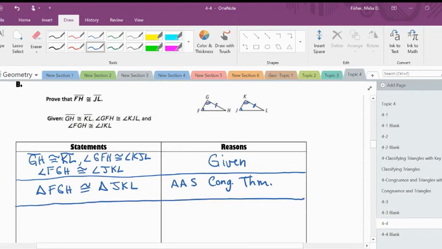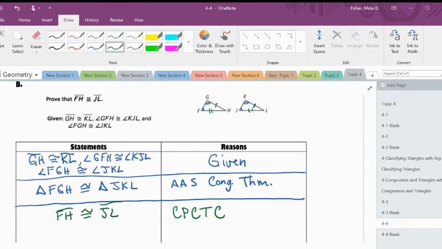And now I know if the triangles are congruent, then their parts must be congruent. So I can go ahead and say that FH is congruent to JL because congruent parts of congruent triangles are congruent. So we have CPCTC. Go ahead and pause your video and do your try it and come back to check your information when you're done.